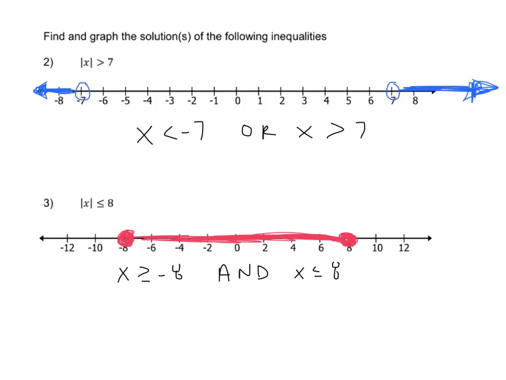But don't forget we want to rewrite this in our AND format that we talked about in our previous video. So x is less than or equal to 8. That's this side, I'm just going to bring that down. But this side, if x is greater than or equal to -8, that means that -8 is less than or equal to x. So this right here would be our answer: -8 is less than or equal to x, and x is less than or equal to 8.